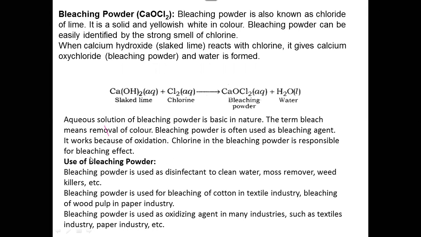Now what are the uses of bleaching powder? Use number one is it is used as a disinfectant. Then it is used for bleaching cotton in textile industry and wood pulp in paper industry. It is used as an oxidizing agent in many industries like textile and paper.